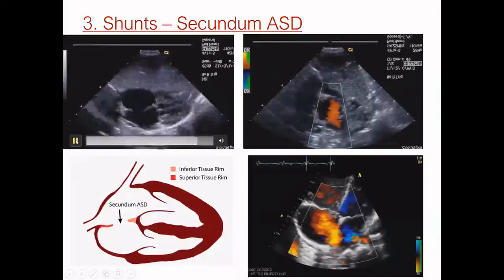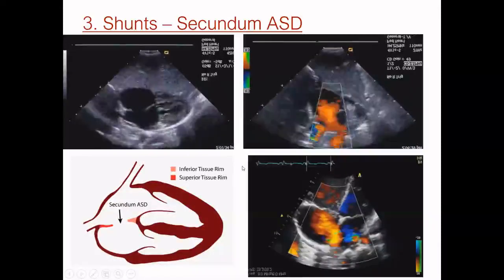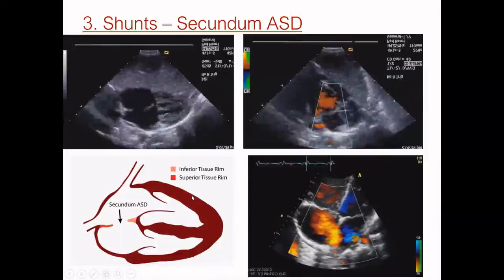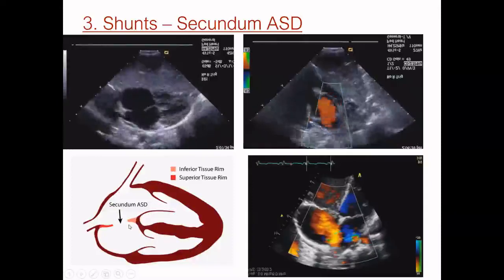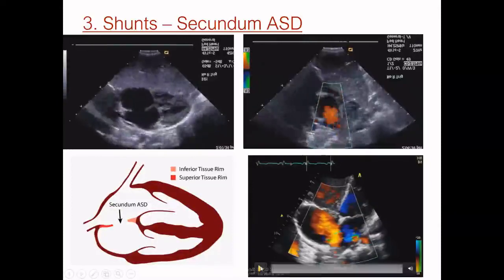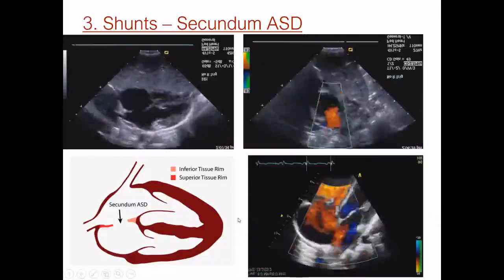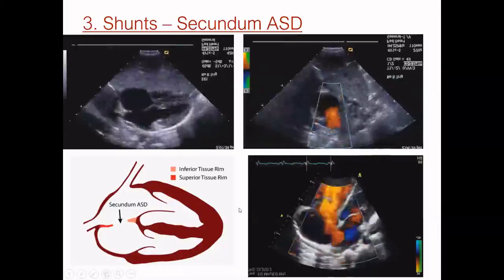ASDs can also be seen very clearly in subcostal view, as you can see here. A clear red jet up here. So the tissues and the rims that you can see here, this is the superior tissue rim and then the inferior tissue rim. And this is another example of a secundum ASD.